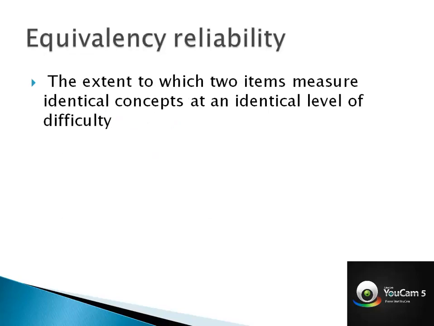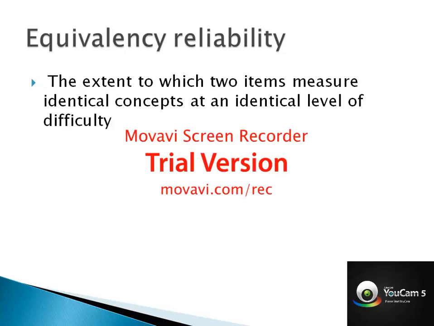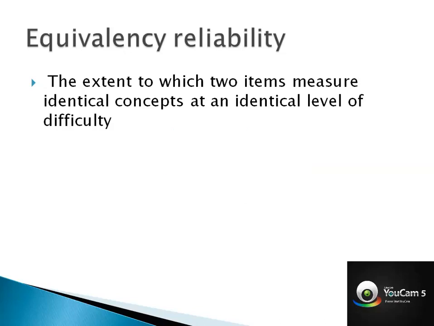The next one is equivalency reliability. It is how equivalent or identical your tools are, to the extent to which two items measure identical concepts at an identical level of difficulty. For example, your research tool is an observation method, and in this observation method you are using a checklist. You prepared a checklist.